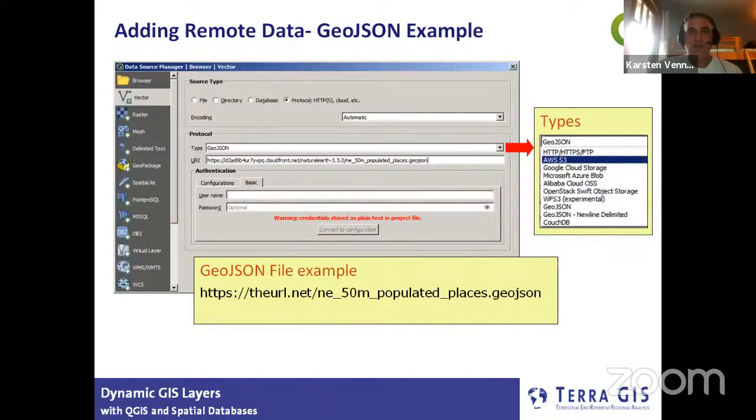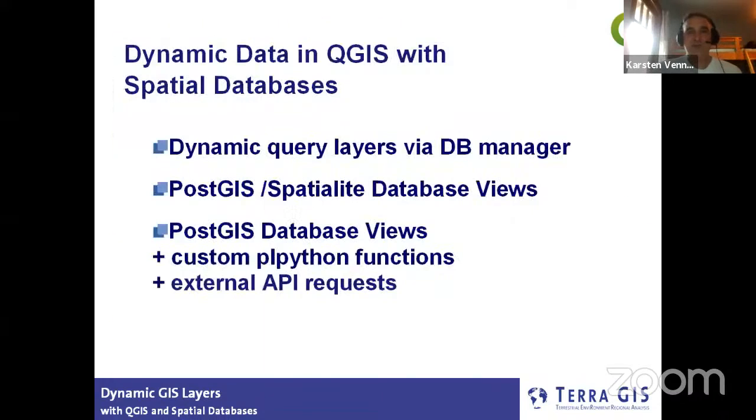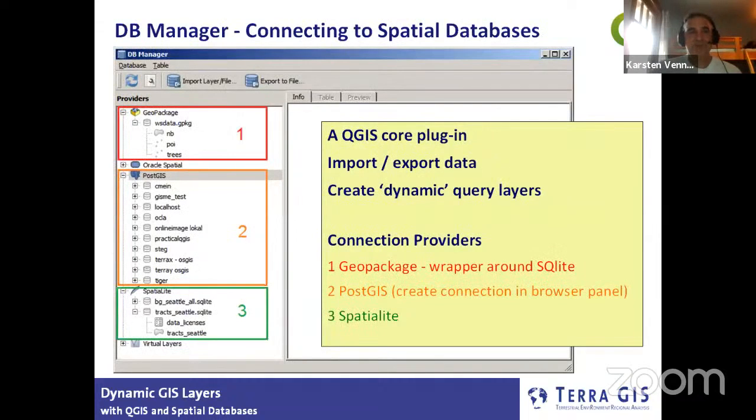So let's go. I will skip these first 7 slides, and you have that if you download it from the GitHub. And just to recall one more time, we will do dynamic queries with DB Manager, look at PostGIS and Spatialite database views. And then the last thing will be that we will be looking at combining PostGIS with PL/Python functions and an external API request.